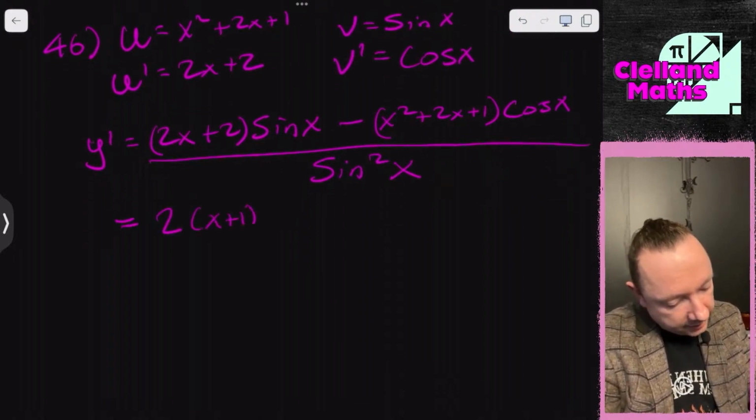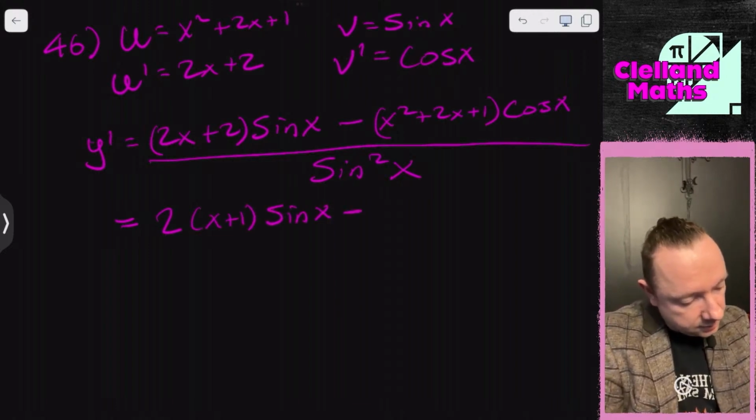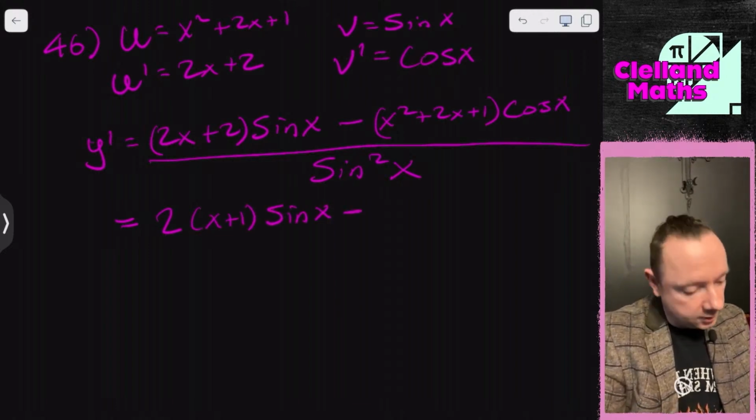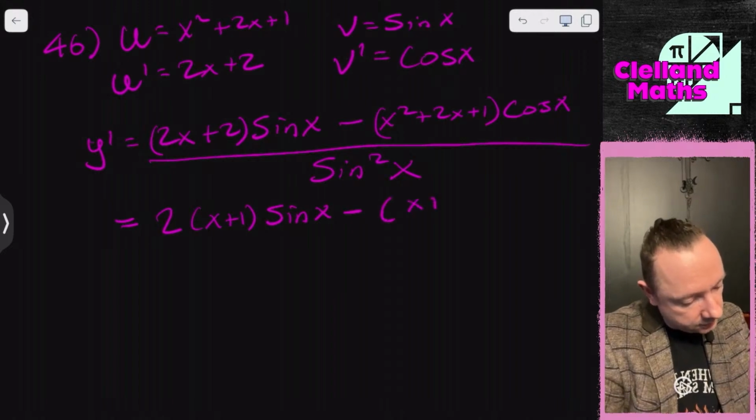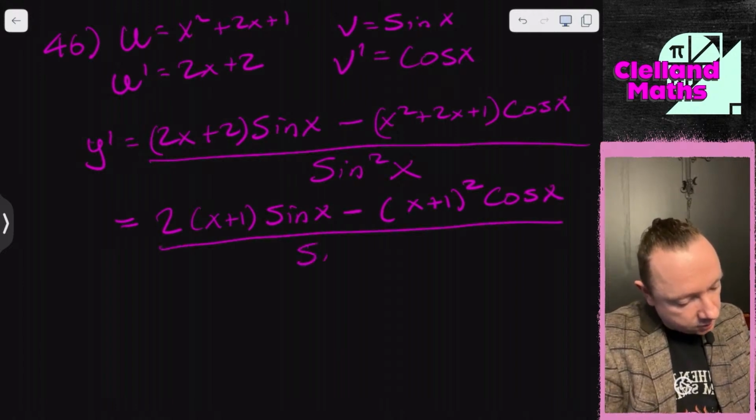2x plus 1 sine x minus, here we go, x plus 1, x plus 1. That's x plus 1 squared cos x. x squared plus 2x plus 1. Yeah, nice. Sine squared x.